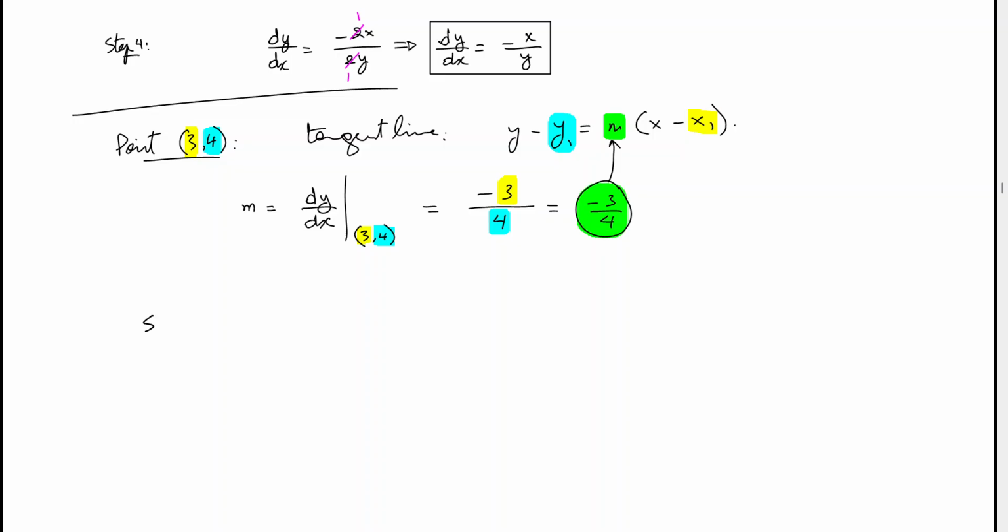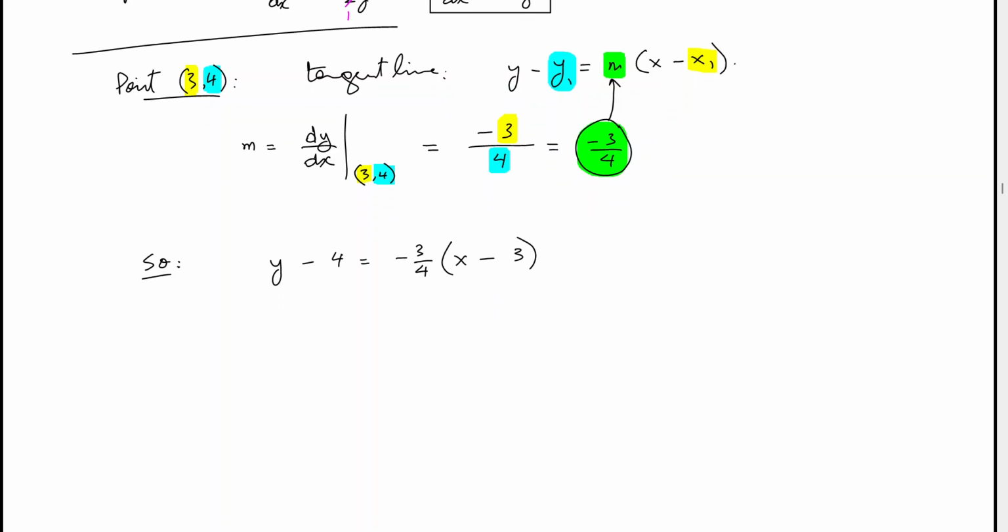So therefore, the equation of the line becomes y minus 4 equals negative 3/4 times x minus x1, but x1 is really the number 3. And so that's it. We found the equation of the line.